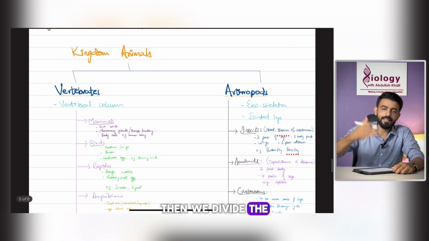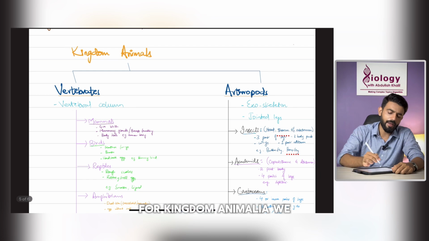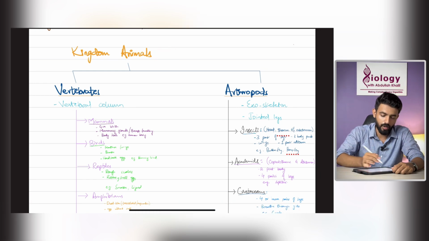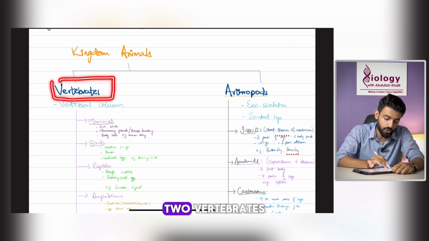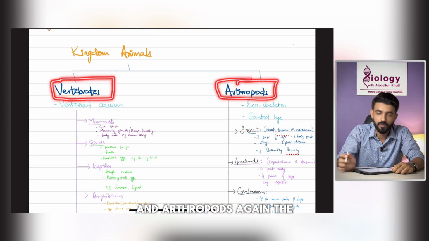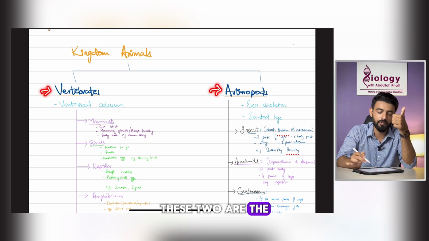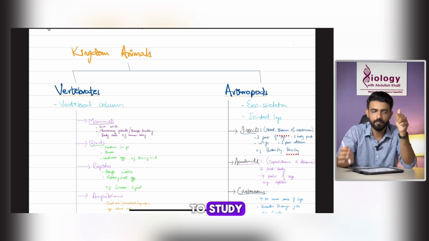Then we divide the kingdoms into phyla. For kingdom Animalia, we have so many phyla like Echinodermata, Platyhelminthes, Nematoda, but we are going to just learn these two, vertebrates and arthropods. These are the phyla of animals that we are going to study.